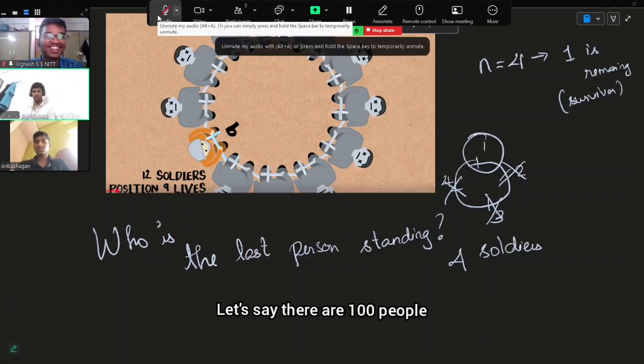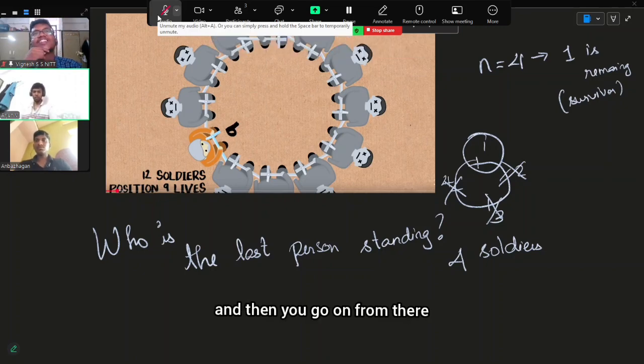Let's say there are 100 people. So the nearest power of 2 is 64. And then, I don't know, you eliminate 64 people and then you go on from that point. I don't remember how we exactly do that, but I did come across this problem.